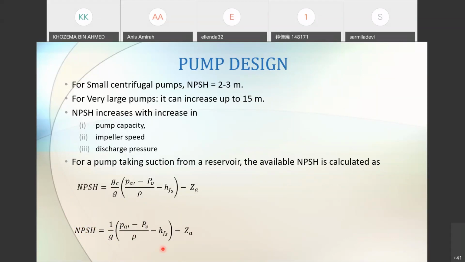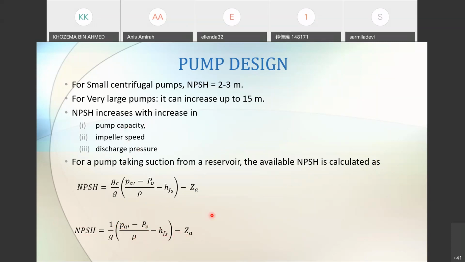For very large pumps, it can increase up to 15 meters. Now the NPSH value increases with the increase of pump capacity, impeller speed and discharge pressure. To calculate the NPSH value, this is the equation that we're going to be using. So NPSH is equal to 1 over g, (PA minus PV) over rho, minus HFS plus ZE.